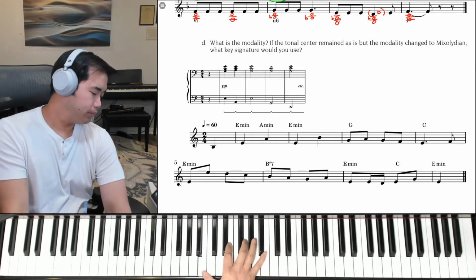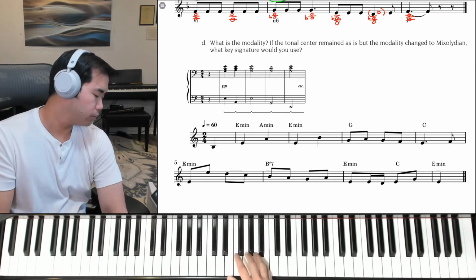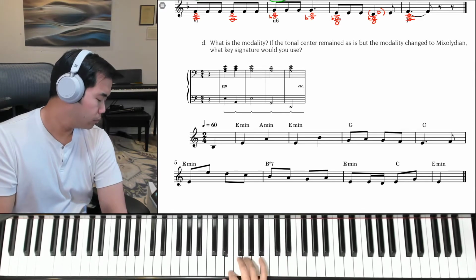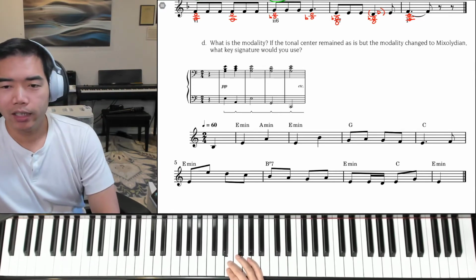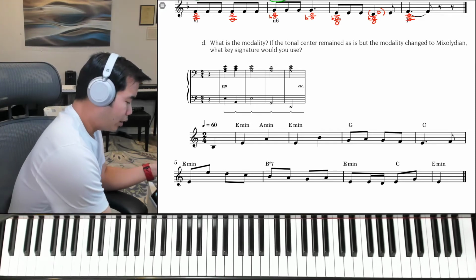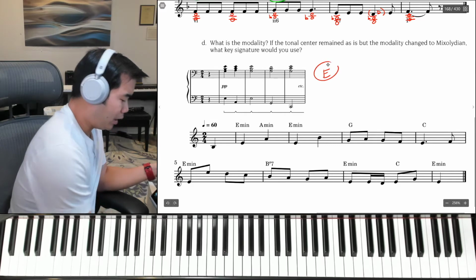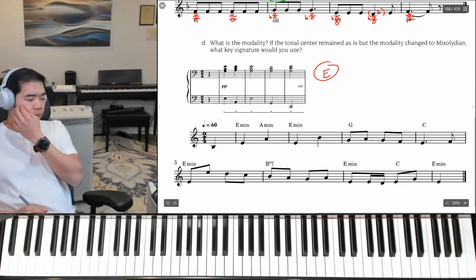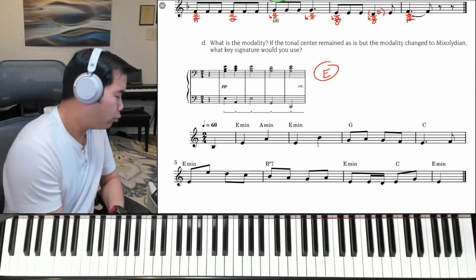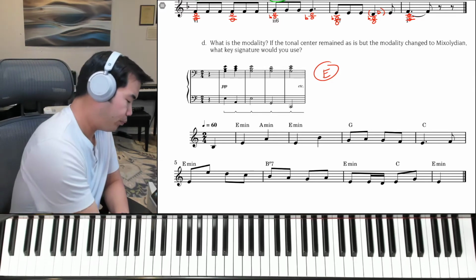If we take a listen, okay? I think it's very fair to say that the tonal center is here. We're centered around E. Then the question is, okay, well, if E is the tonal center, well, then what modality would we be in?